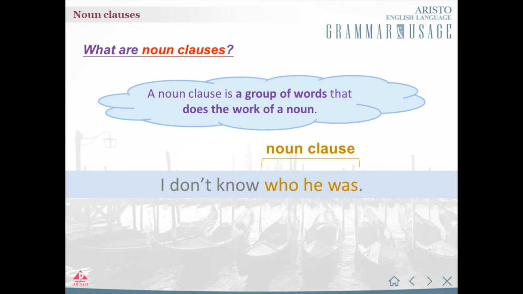The noun clause here is who he was. The subject is he, and the finite verb is was, the past singular form of the verb to be.